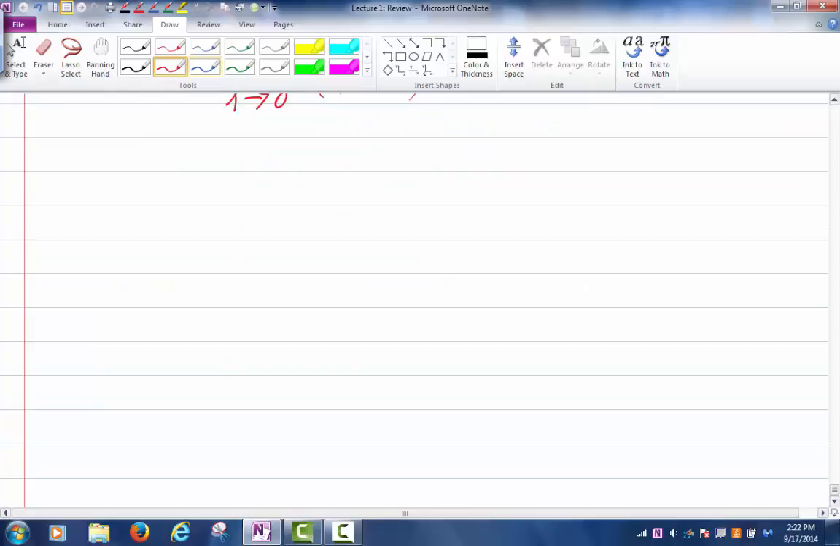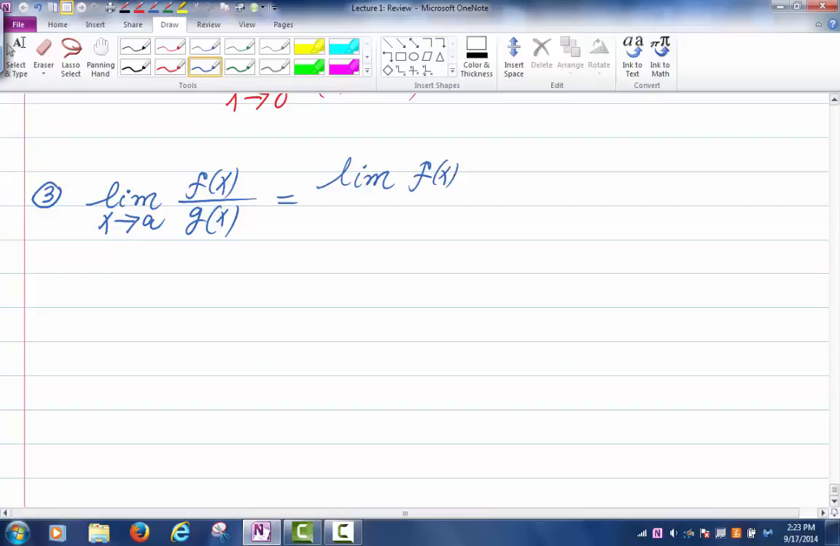All right. 3. What would be the limit as x goes to a of f of x divided by g of x? Well, this limit would be the ratio of the limits. So you take the limit of the numerator as x goes to a, and you take the limit of the denominator.